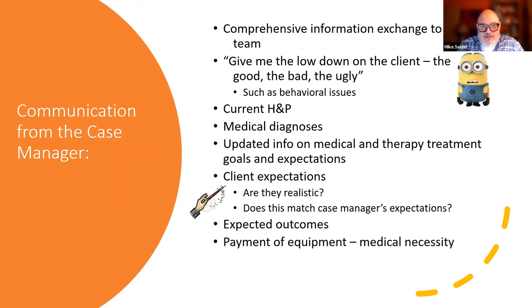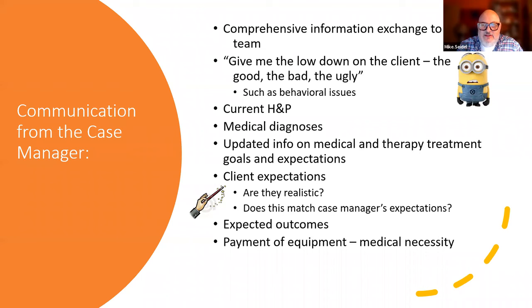Communication from the case manager. We should have expectations for the case manager to be honest and upfront with us as well. We need all the information about the clients to meet their needs effectively. Are there psychological issues, behavioral issues, family issues, anything that can make it difficult to meet the ATP needs of the client?